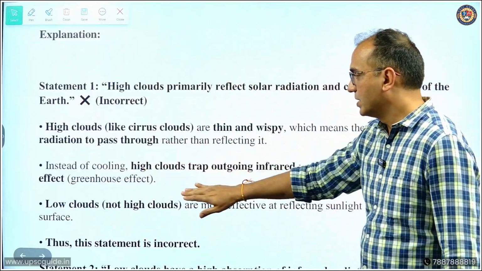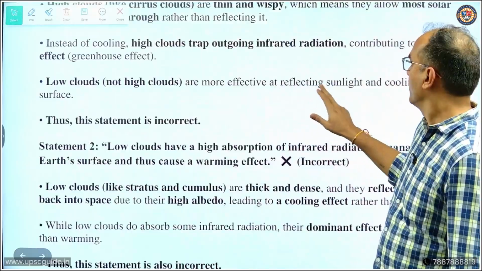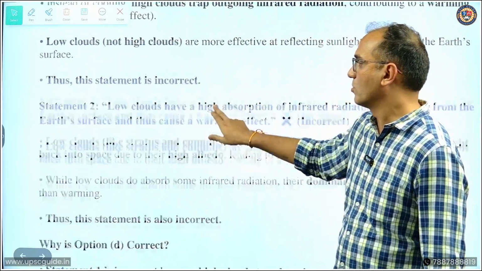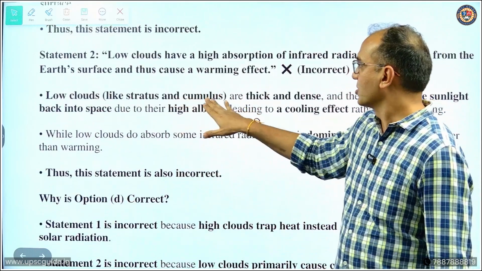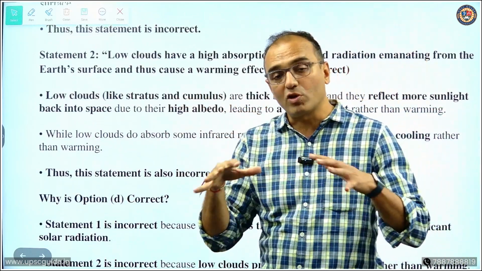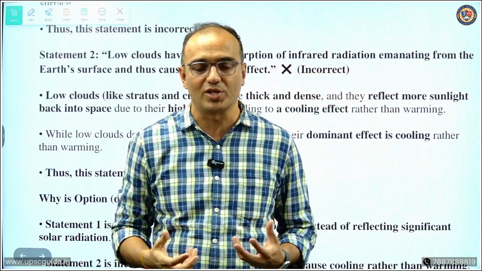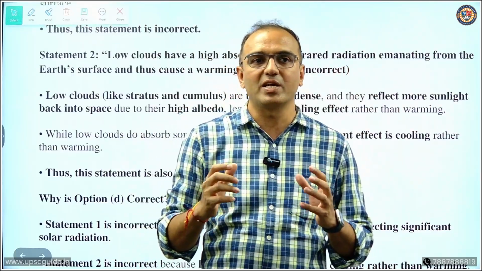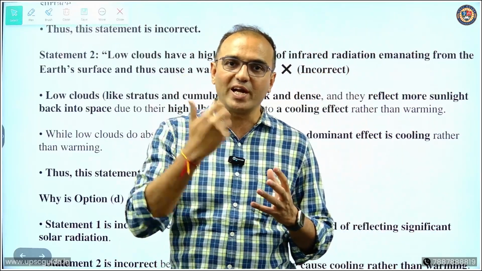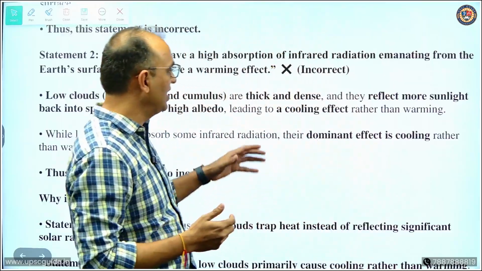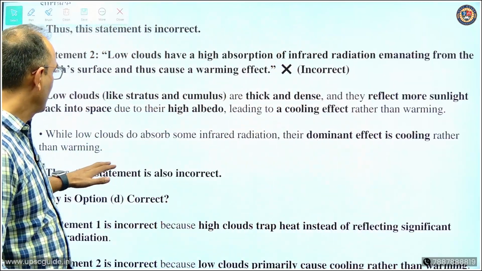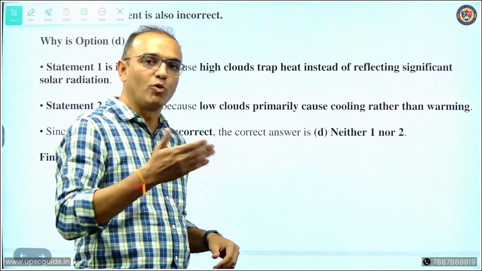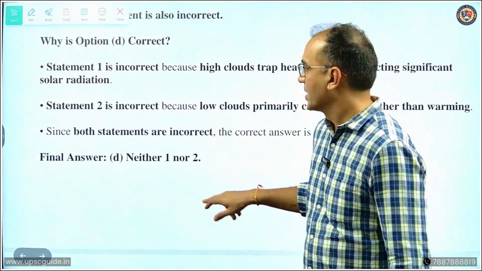Second, low clouds are more effective at reflecting sunlight and cooling the surface, right? Because low clouds are thick. Stratus and cumulus are thick and dense. So these low clouds are thick because of more moisture. So these thick clouds are more effective in having a strong albedo. They reflect the solar radiation prominently, resulting in cooling rather than warming. So option D is correct because both statements 1 and 2 are wrong.